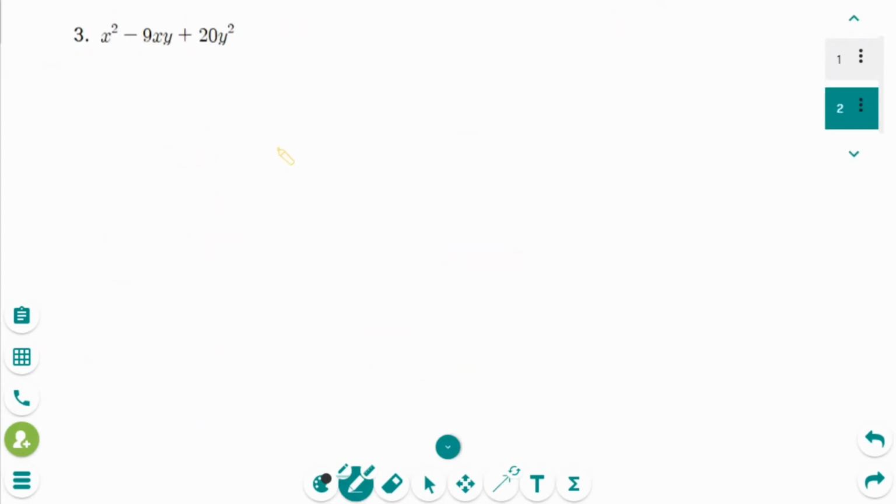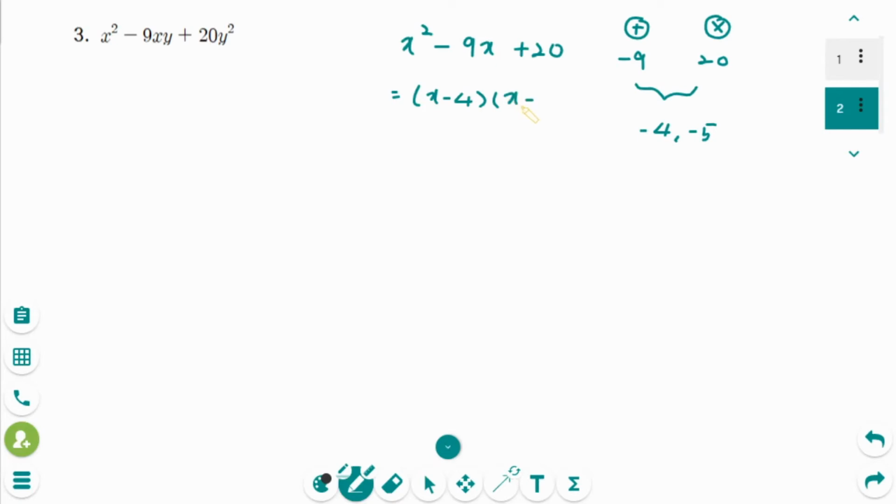In the next question, think of 20y squared as a constant term. So x squared minus 9x plus 20, like this. So two numbers that have a sum of minus 9 and the product of 20. So they are minus 4 and minus 5. So the factored form is x minus 4 and x minus 5 using this one. And then the answer is x minus 4y and x minus 5y.